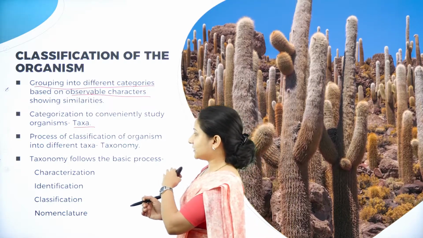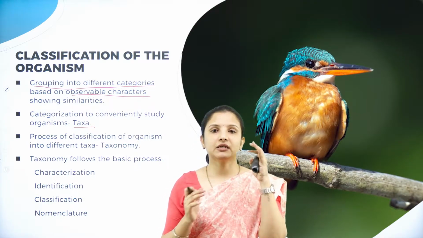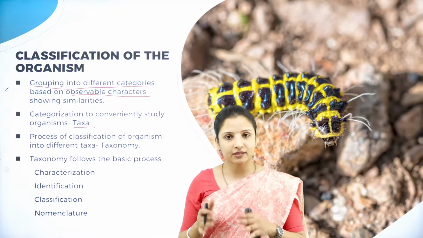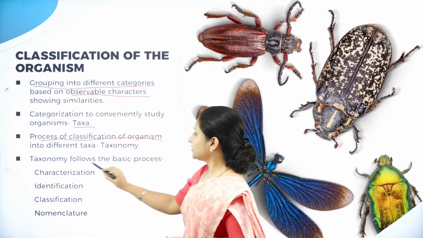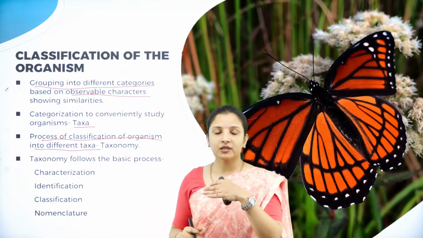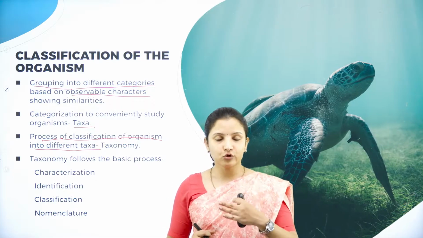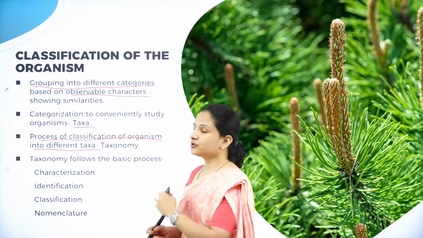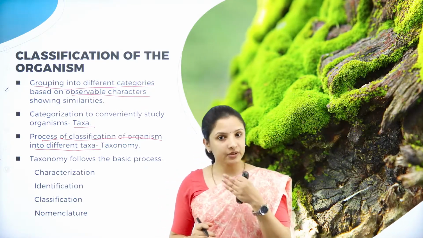After the process of classification of an organism into different taxa, you call it taxonomy. You categorize them in different taxa or in different ranks. All that together is called taxonomy. So taxonomy is nothing but the process of classification of an organism into different taxa. Taxa means levels, and nomy is to name, as in nominee, you're naming somebody. So taxa is different groups or different classes, and nomy is to name. Taxonomy is the process of classification of organisms based on their taxa or based on their observable characters.